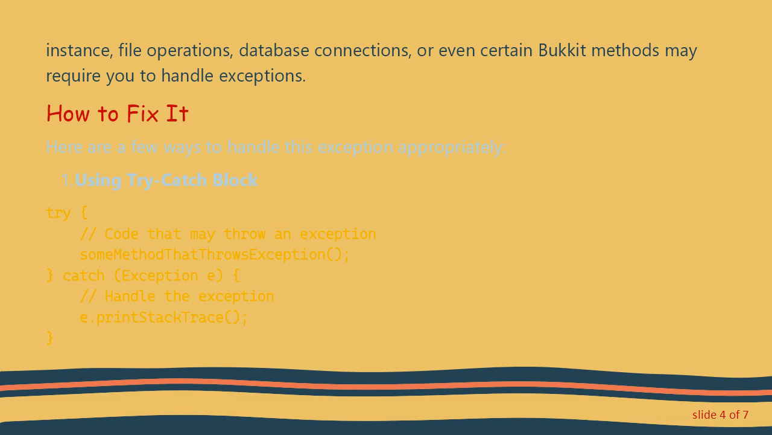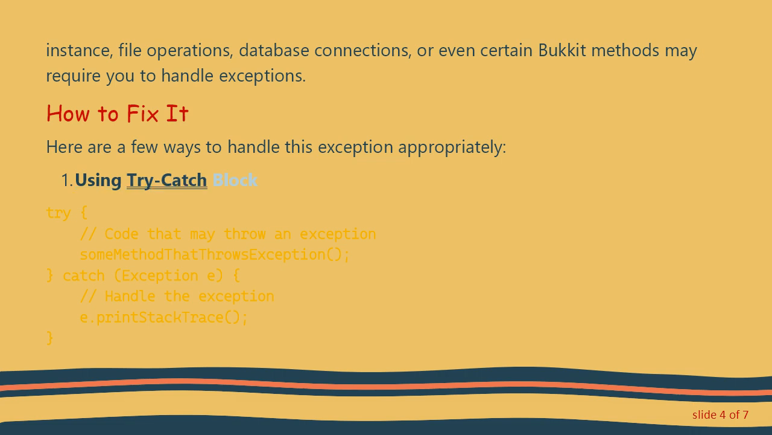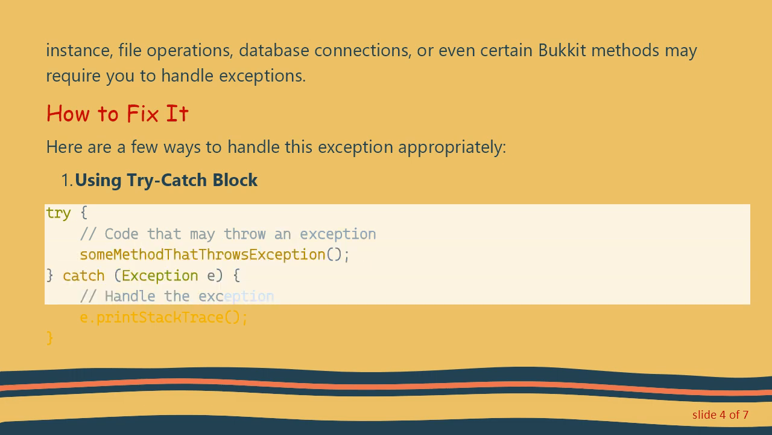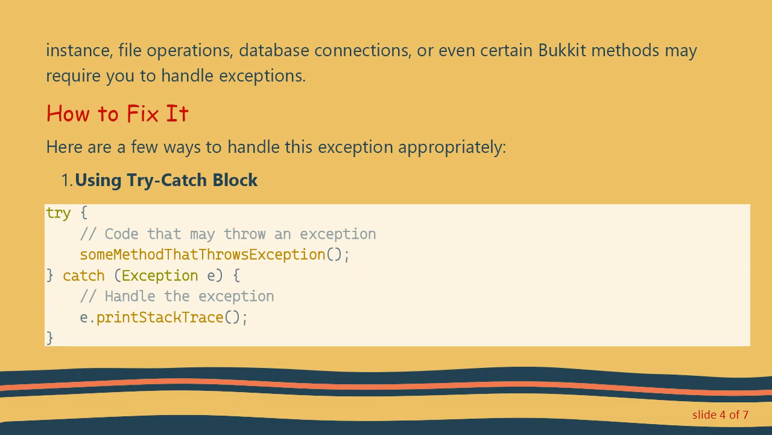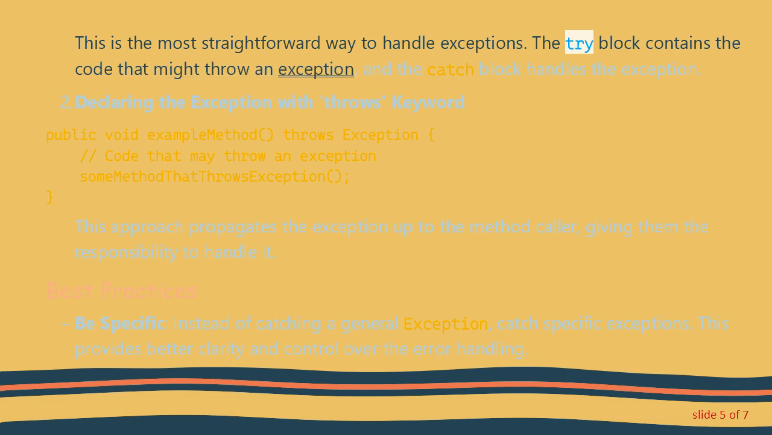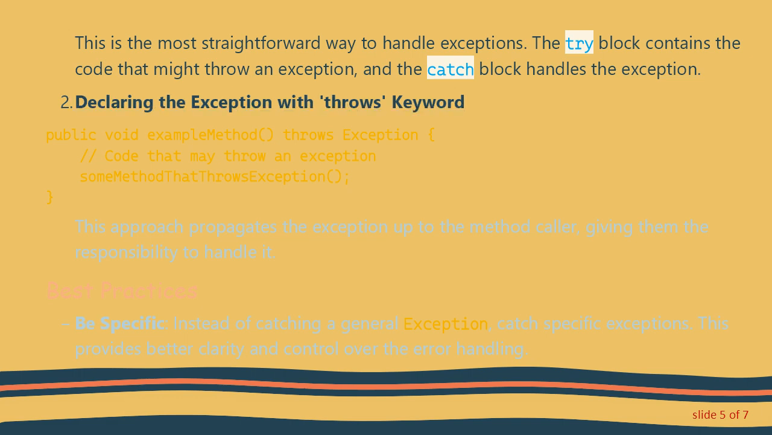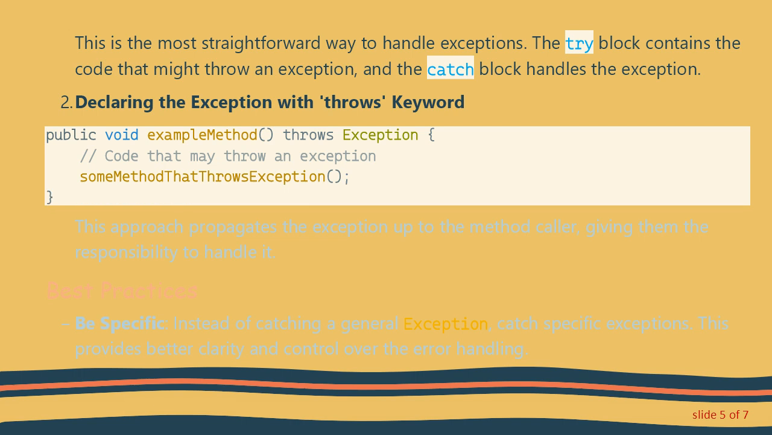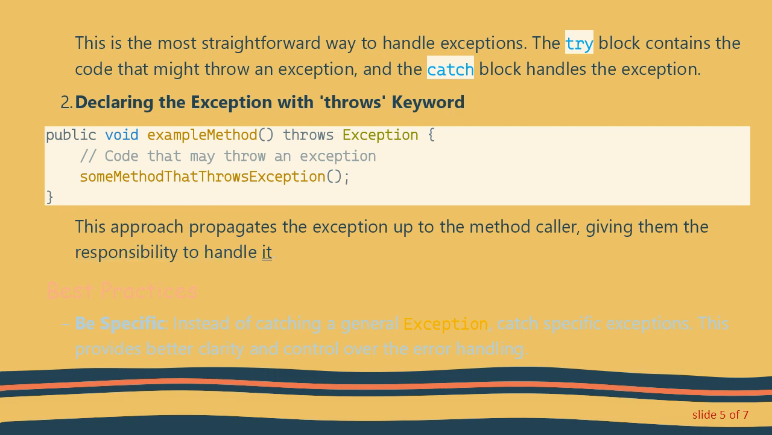How to fix it? Here are a few ways to handle this exception appropriately. Using a try-catch block. This is the most straightforward way to handle exceptions. The try block contains the code that might throw an exception, and the catch block handles the exception. Declaring the exception with the throws keyword. This approach propagates the exception up to the method caller, giving them the responsibility to handle it.